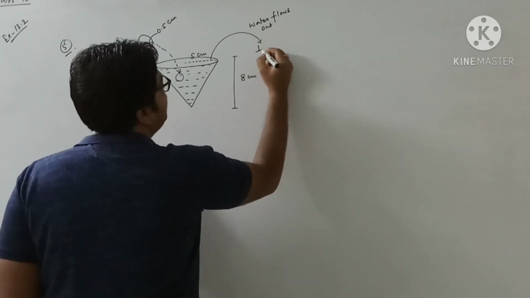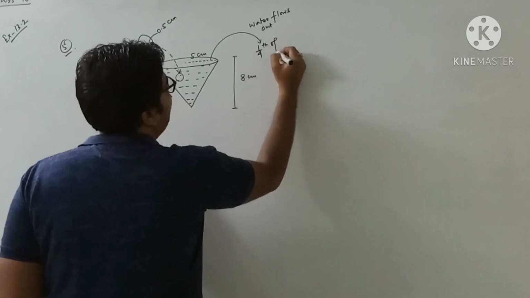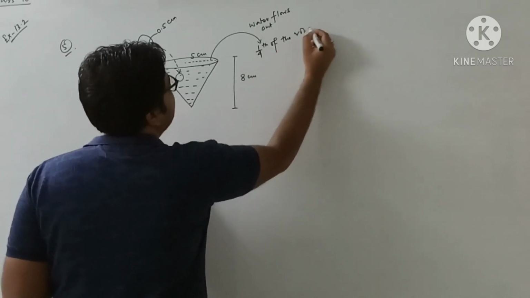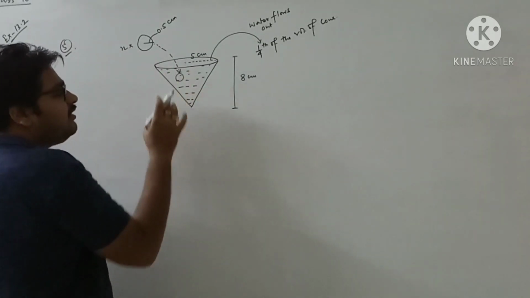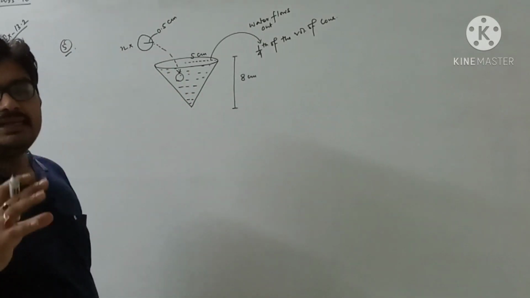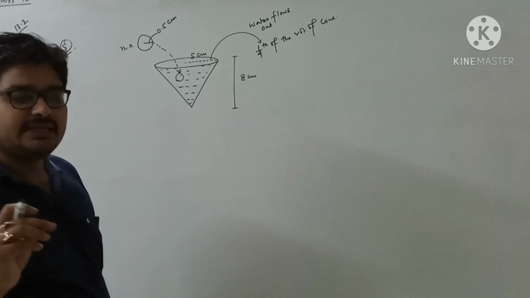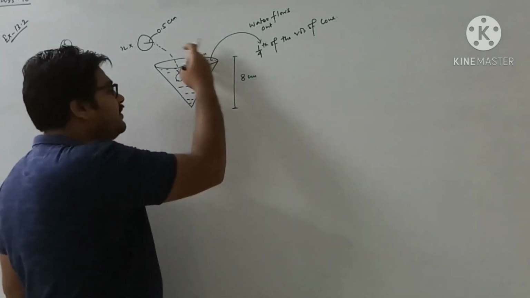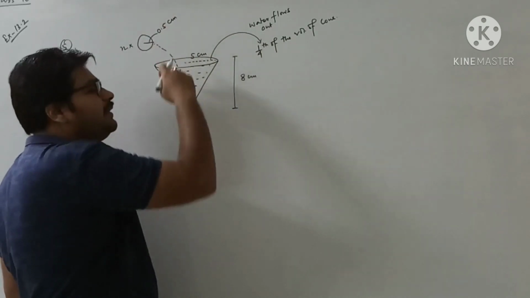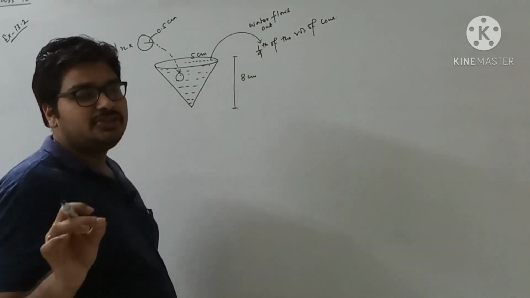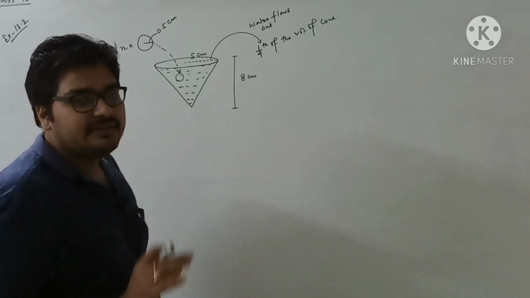How much? 1/4 of the volume of the cone. This conical vessel contains how much water? That is actually the volume of the conical vessel. 1/4 of the water it contains came out due to the dropping of n number of lead shots in the conical vessel.